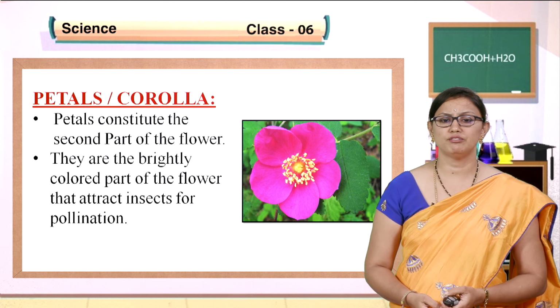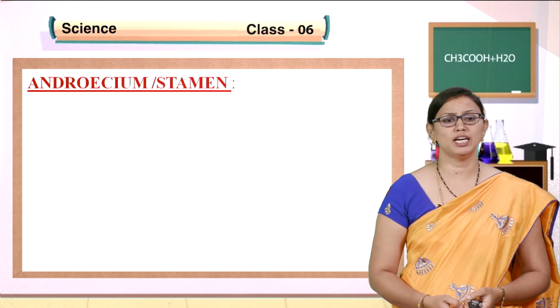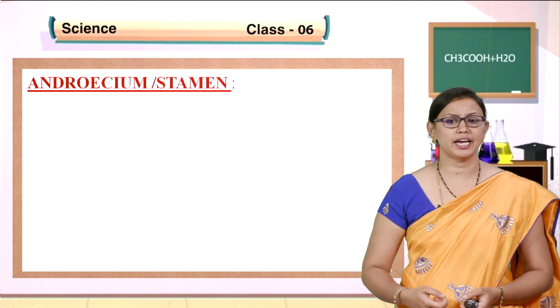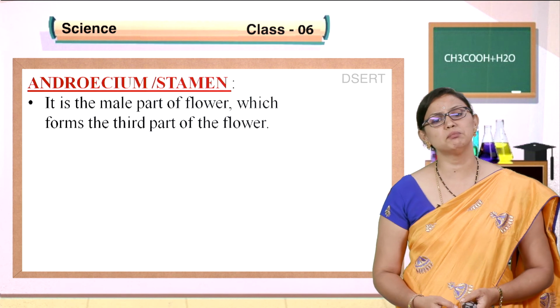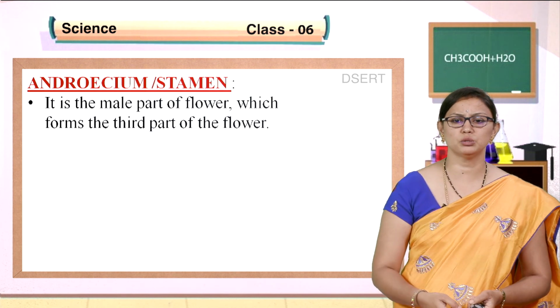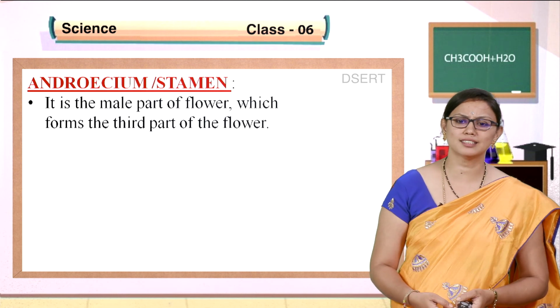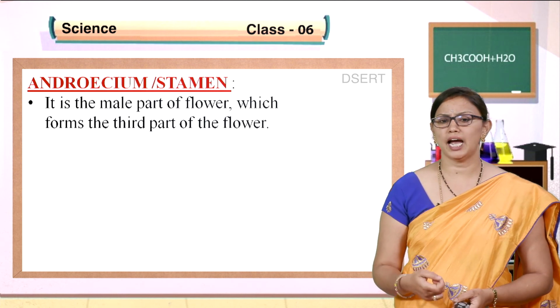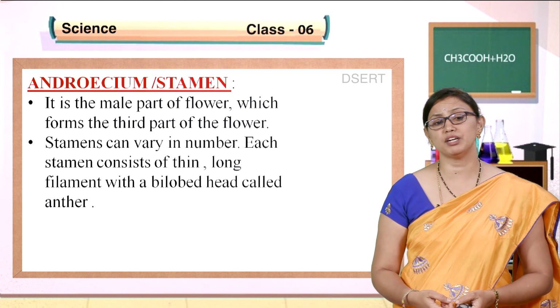And the third part of the flower is called the stamen or androecium. It is the male part of the flower, which forms the third part of the flower. So, the first one is sepals, second one is petals, and third one is stamen, or it is also called androecium. The stamens can vary in number.